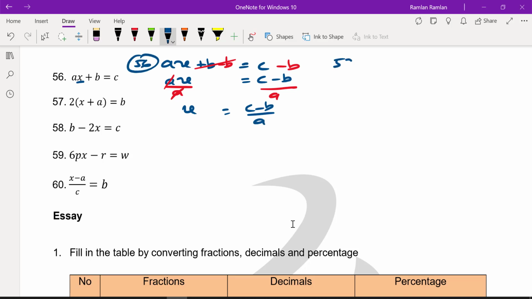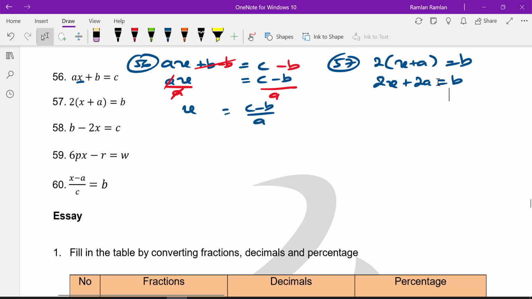Number 57. There'll be 2 bracket x plus a equals b. So I'm going to open the bracket first. There'll be 2x plus 2a equals b. And I'm going to get rid of that 2a.